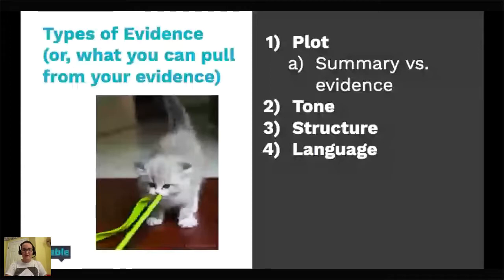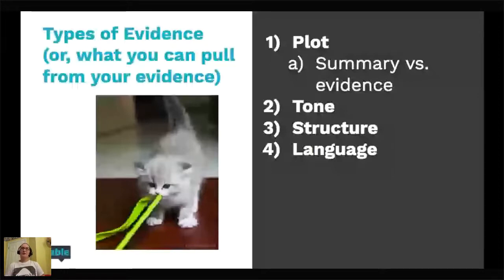Okay, so the question here is, how do we know if we're using plot or plot summary? I would say, when I was reading students' exams, doing plot summary is as if the student is trying to explain the whole story to me, versus using plot as a piece of evidence.